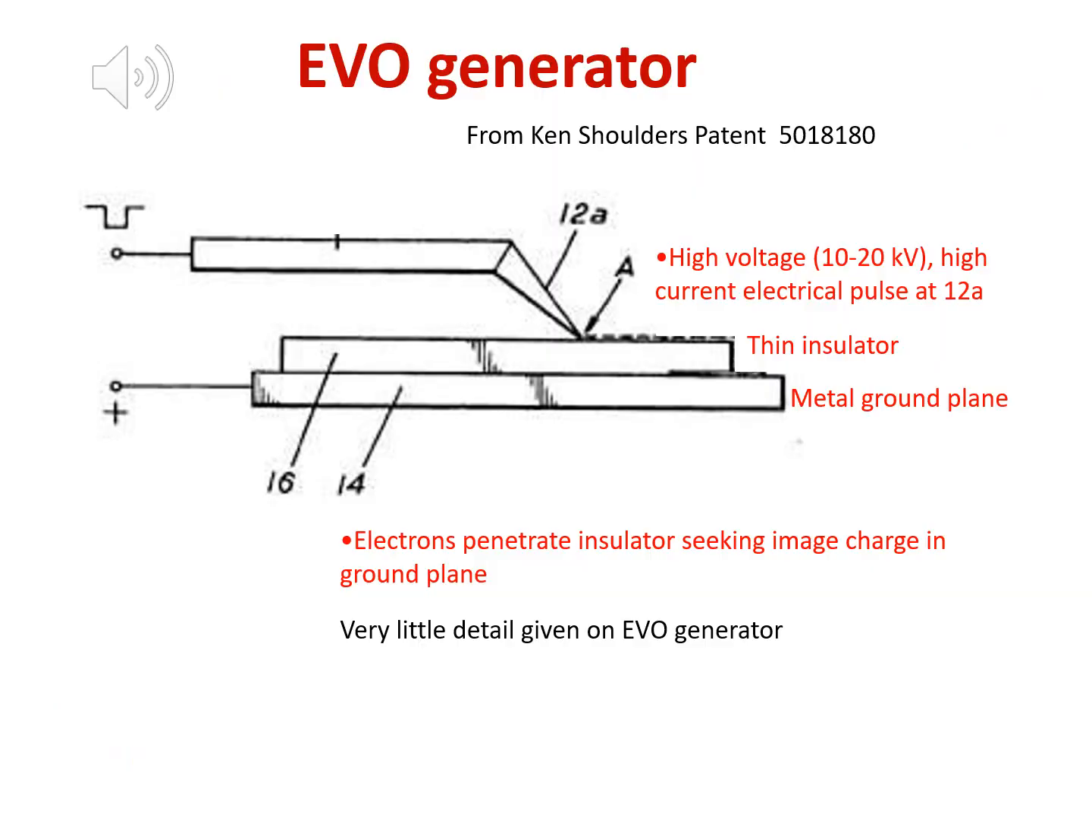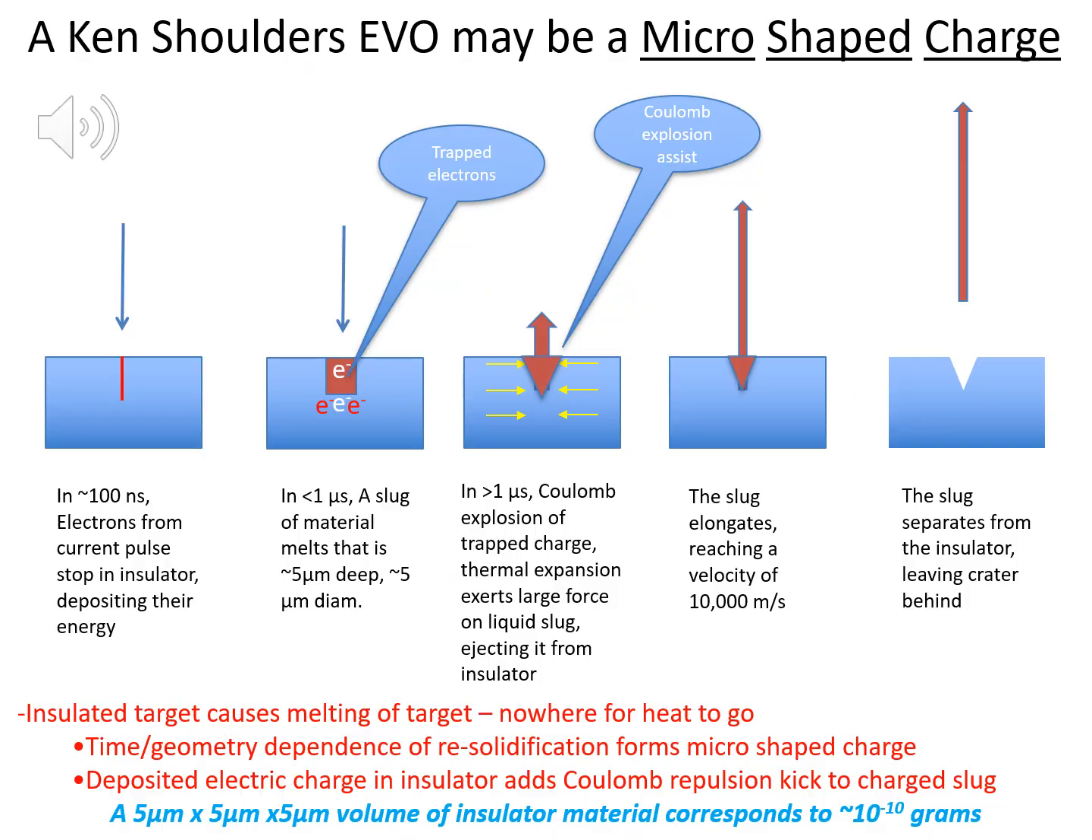Ken Shoulders' EVO generator consists of a high voltage current pulse on a thin insulator on top of a metal ground plane. Ken Shoulders' EVO may be a micro-shaped charge where coulombs of charge are deposited in the material. It melts the volume of the material, which, because of the charge, Coulomb explodes out of the surface, aided by thermal expansion of the material, and creates this liquid slug at a velocity of 10,000 meters per second.